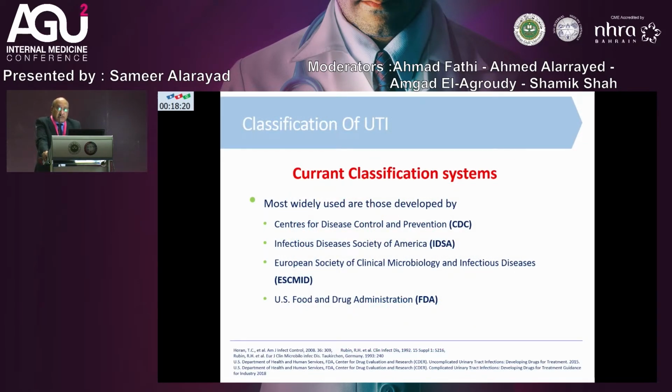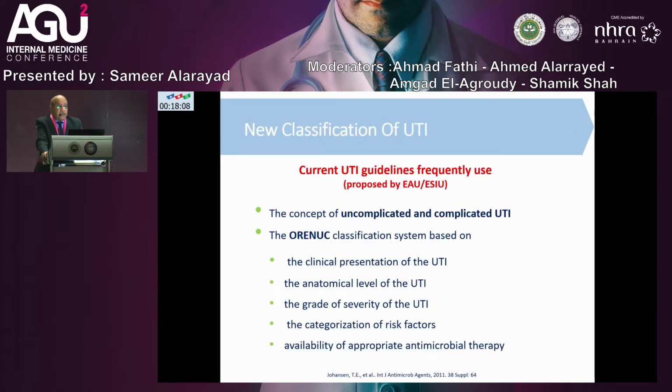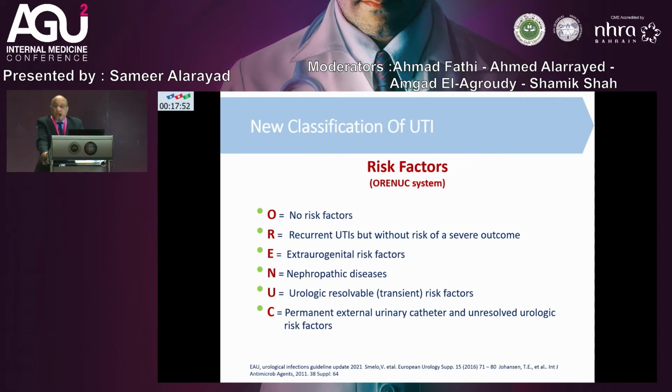Many international bodies try to put classifications for urinary tract infections, and they depend on many factors like the presentation, the severity, the anatomical location, the risk factors, and the resistance of the microorganism. And they depend on the ORENUC classification, where O is no risk, R is recurrent urinary tract infection, E is extra-urogenital risk factors, and N is nephropathic, the presence or absence of any urological abnormalities, whether transient or permanent.